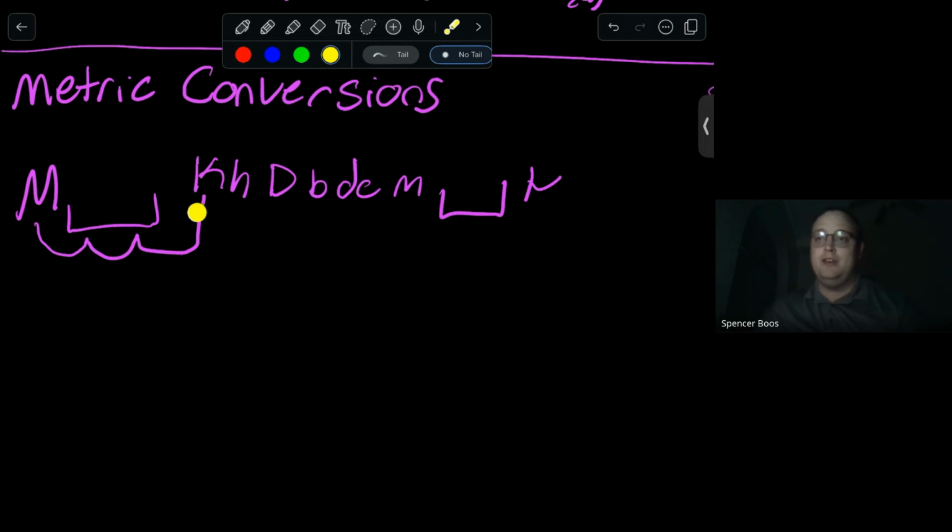Is Avogadro's number 6.022 or 6.02? Use 6.022 times 10 to the 23rd.